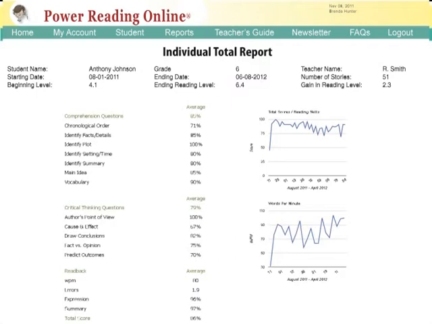It's going to give you the information on the story, the read back, the number of errors, the average expression, the average summary, and your average total score would be 86.3 for Anthony. You also get your graphs for fluency and for the reading skills.